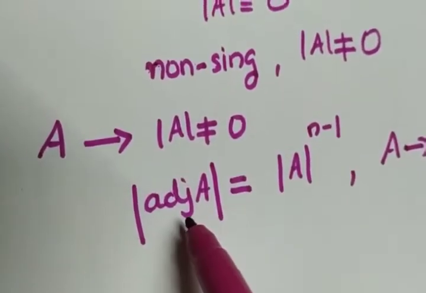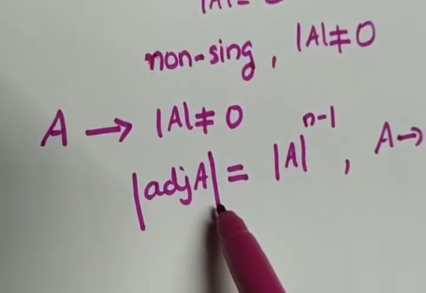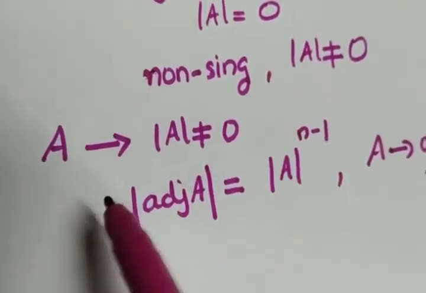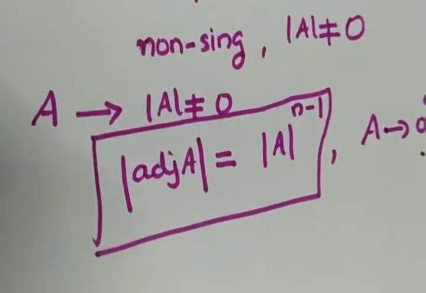What is the relation connecting adj A and A if A is non-singular? Determinant of adjoint of A is equal to determinant A raised to n minus 1, where n is the order of the square matrix A.